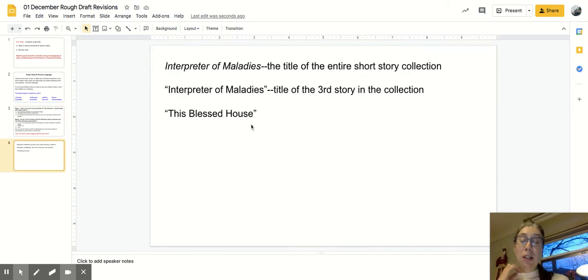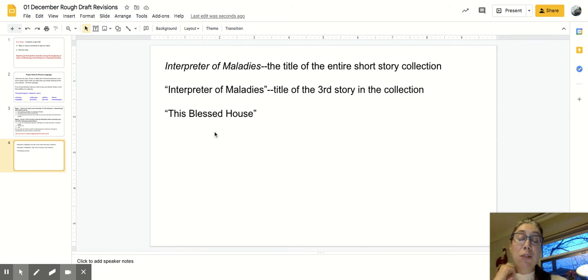And then finally, one last question that I'm getting from folks is how to format titles. So the basic rule of thumb is that titles of long things are italicized and titles of short things are put in quotation marks. So if you write Interpreter of Maladies and put it in italics, then you're referring to the title of the entire short story collection, the whole book, and that's how I will take it. If you say Interpreter of Maladies in quotation marks, then you're referring to the short story, right? The title of the third story in the collection.